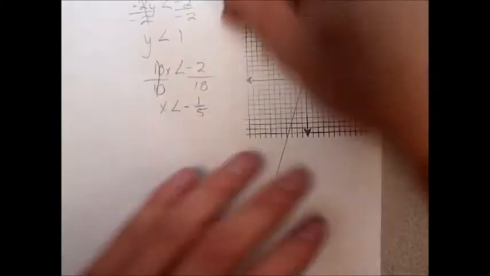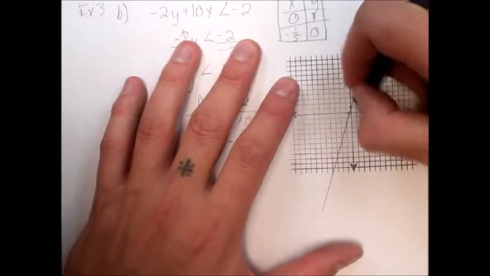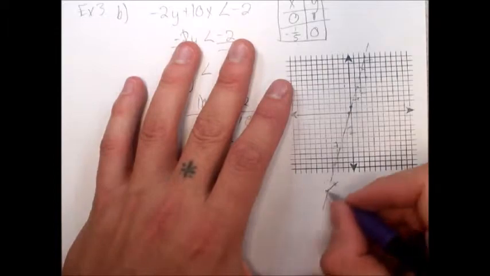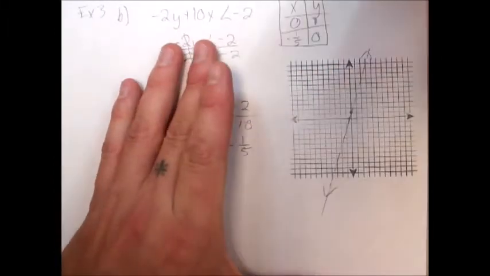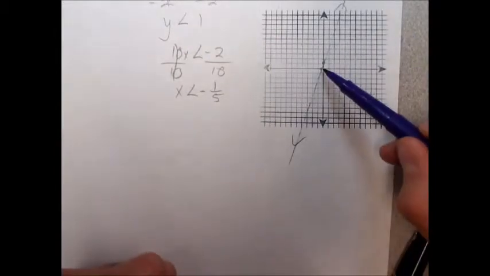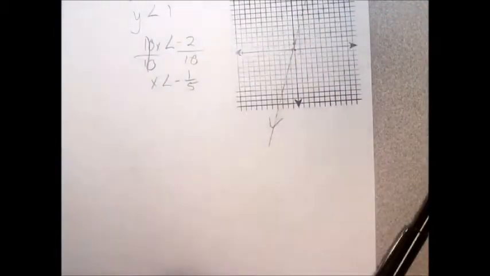Okay, since this is a less than symbol, I need to make sure that it is dotted. It's got arrows. And then I need to run a test point. Since 0, 0 is not on the line, I can use it. So the origin is going to be my test point.